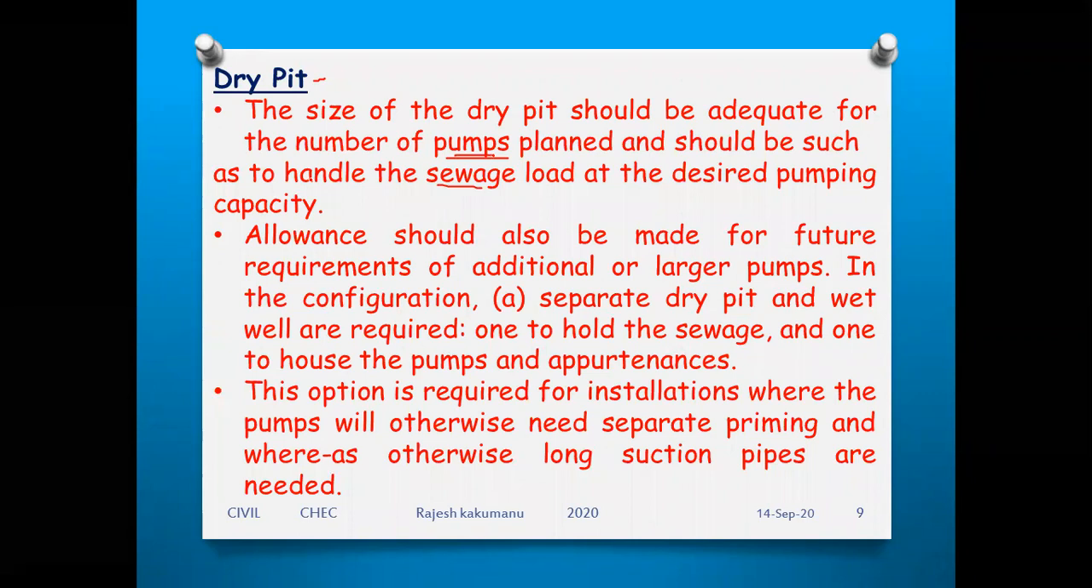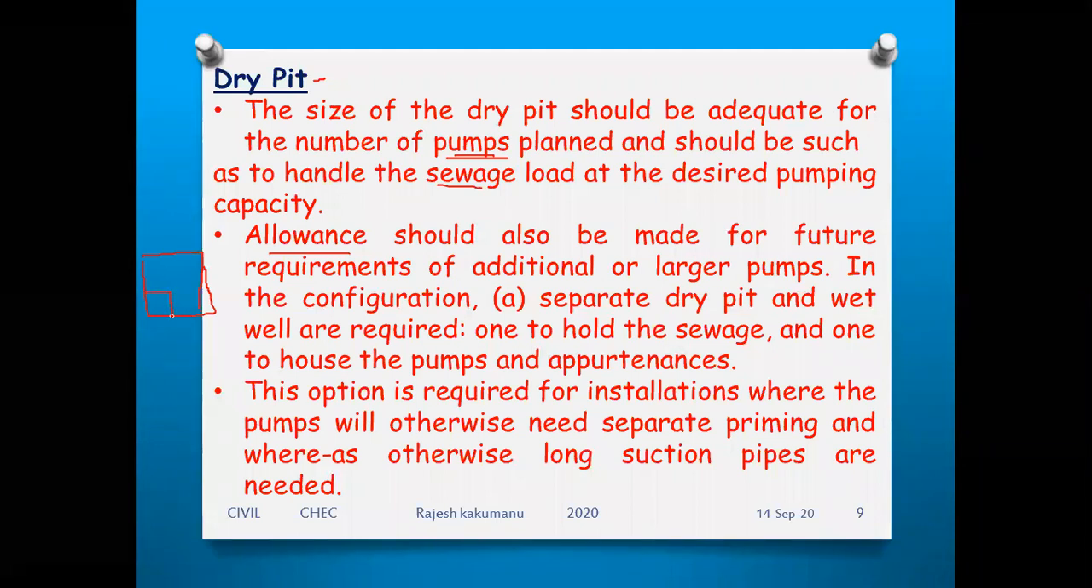So another feature, allowances should be given. For example, you have chosen some area. For example, take you have chosen 2 cents, or if you take 200 square yards for a dry pit. If in the future you want to extend the area, or if you want to keep some other things in the area, for example, in this area you have chosen only this place for the dry pit.